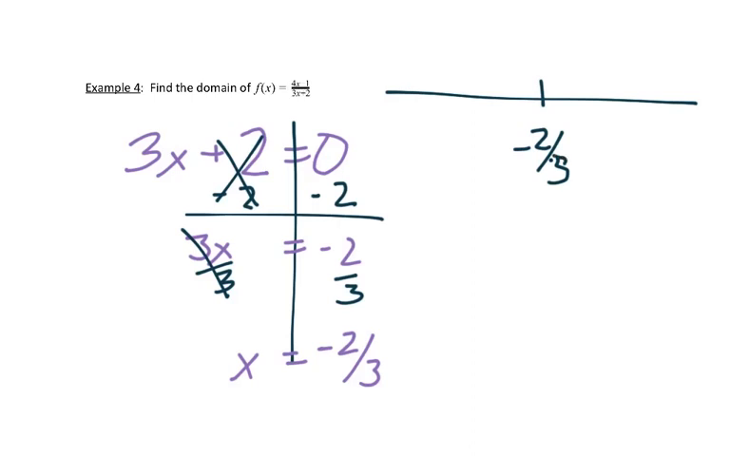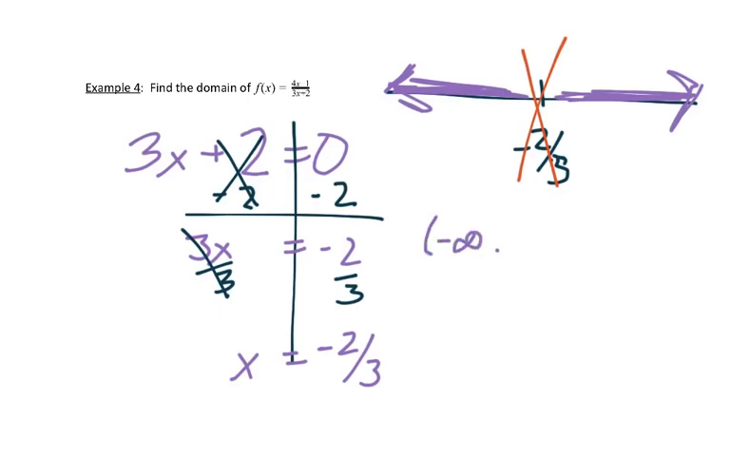This tells us that this negative 2/3 would give us 0 in the bottom of that fraction, so we want to cross that number out of our possibilities. That means we're okay with everything to the left of it and everything to the right of it, just not that number. So we'd write negative infinity to negative 2/3. We can't use that number, so we use a parenthesis. And then on the other side, we would have negative 2/3, again with a parenthesis because we're not using that number, to infinity. And that's the answer to that domain.